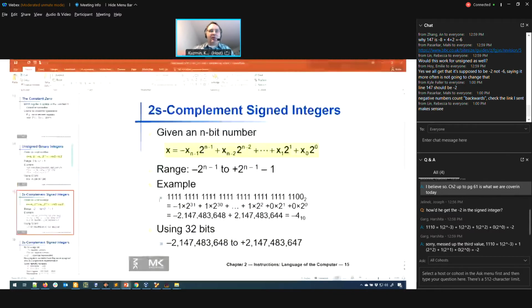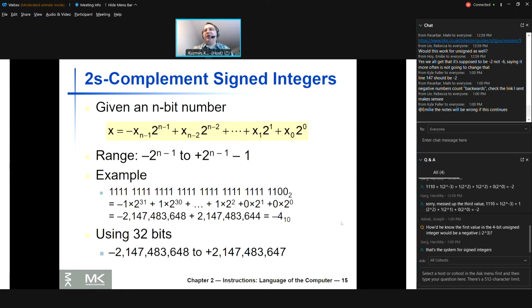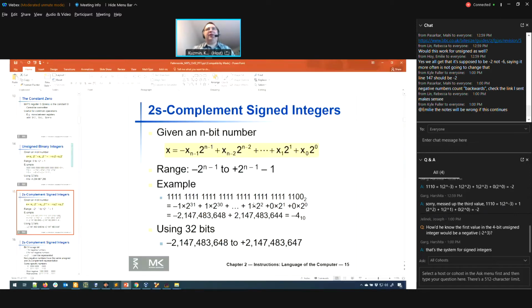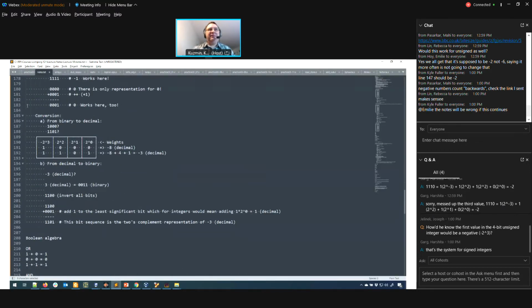Okay, and I think by doing those examples, we pretty much covered this thing. Let me go back to my notes. Someone asked about the conversion, right? So you just do the weights, okay? And here are the examples, right?